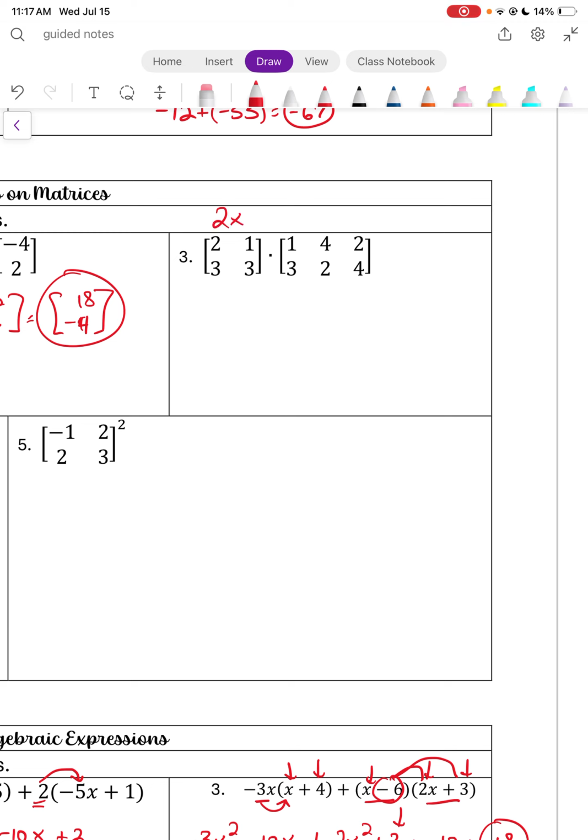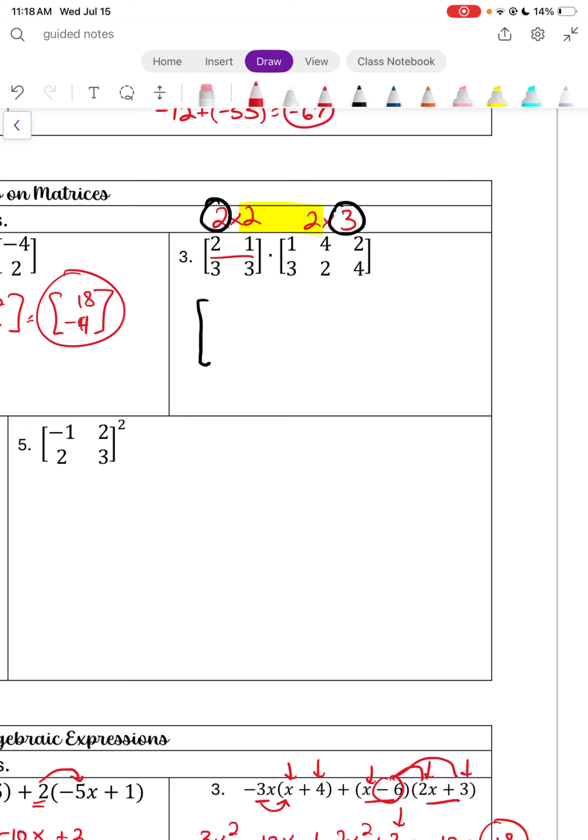This is a 2 by 2 matrix, meaning it has 2 rows and 2 columns. This one has 2 rows and 3 columns. To check and see if you can multiply two matrices together, list their dimensions. If the middle numbers are the same, they can be multiplied. Whatever you have on the outside is how big your answer is going to be. So my answer here is going to be a 2-row, 3-column matrix.